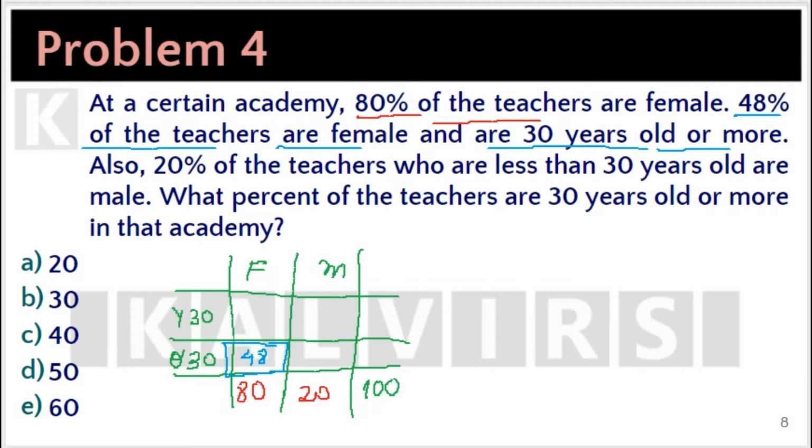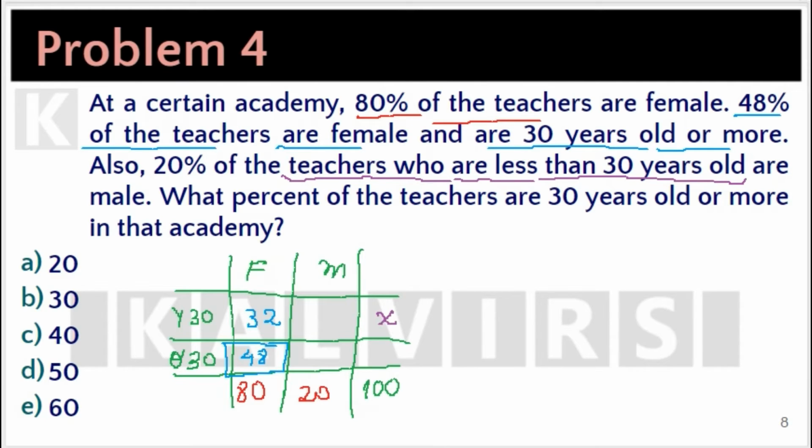Now, 80 minus 48, 32. 32 teachers are female and younger than 30 years old. Now, 20% of the teachers who are less than 30 years old are male. Let's focus on this part. Teachers who are less than 30 years old.